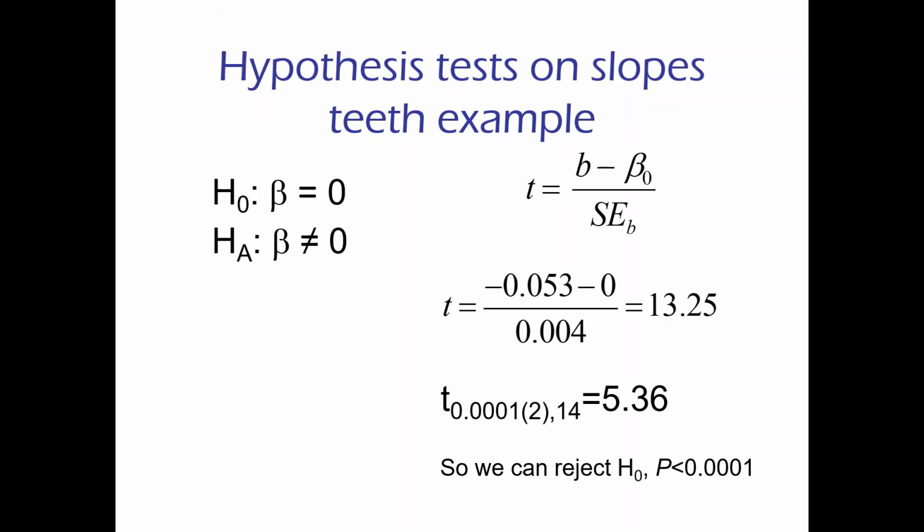After going through the t-distribution table, the critical t-value with the df of 14 and the two-sided significance level of 0.0001 is 5.36, which is less than our calculated t-value. So our p-value is smaller than 0.0001. We can reject the null hypothesis. The slope doesn't equal 0. And there is a statistically significant relationship between dental carbon-14 and the year of birth.